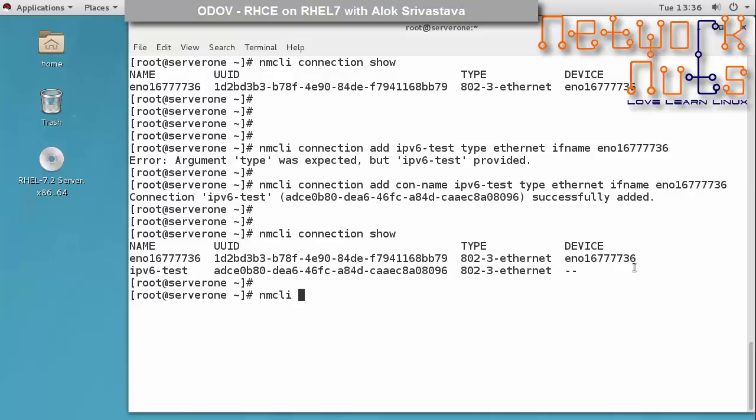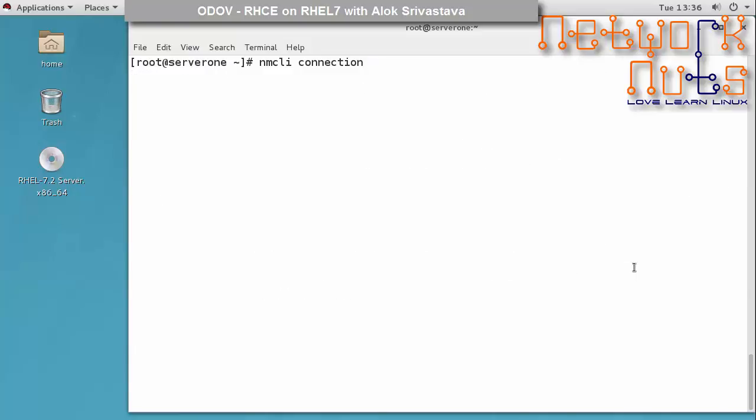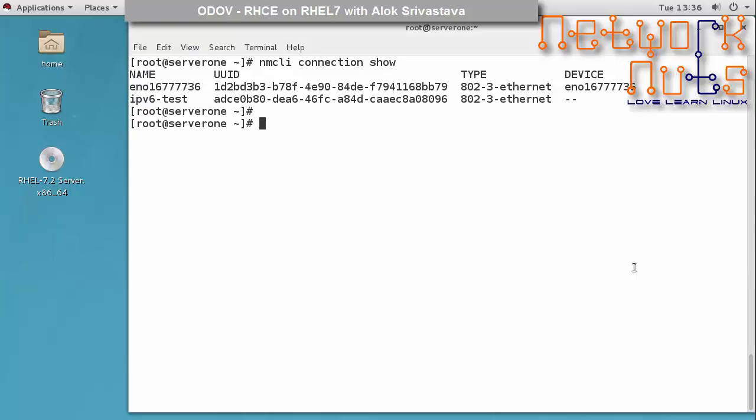Okay, so let's assign an IP here. So I give nmcli connection modify. So my connection in the show is this IPv6-test. So now I give nmcli connection modify and my connection name is IPv6-test, and I give ipv6.addresses and the IP address. So I give a different IP here. You will be asked to assign an IPv6 address in the exam also. So just replace this number with the number that is given to you in the exam.